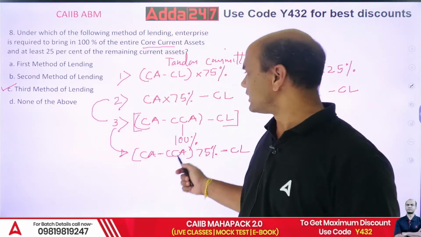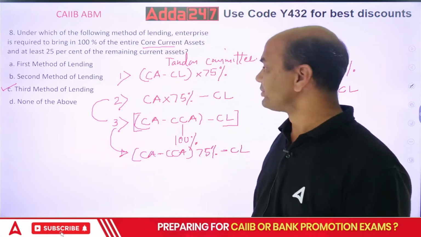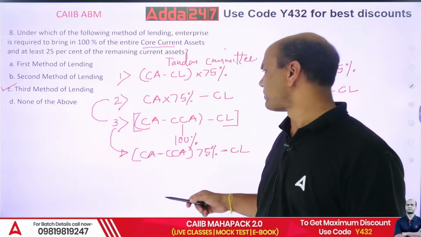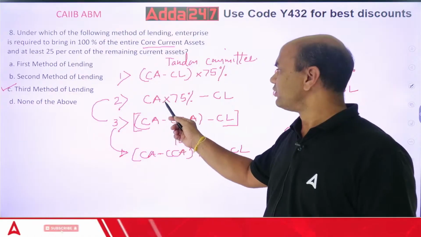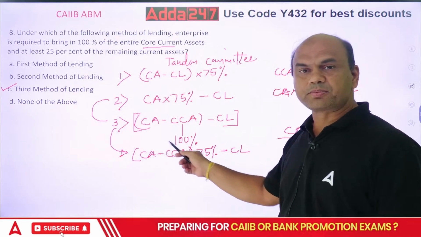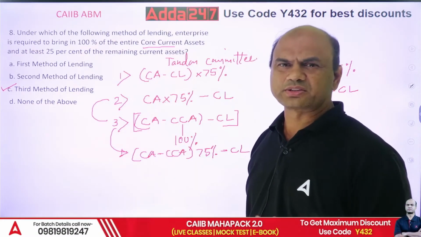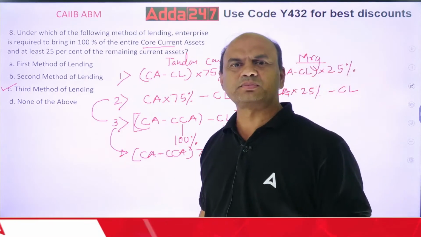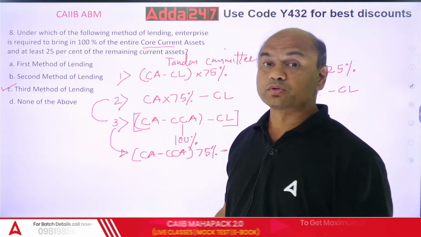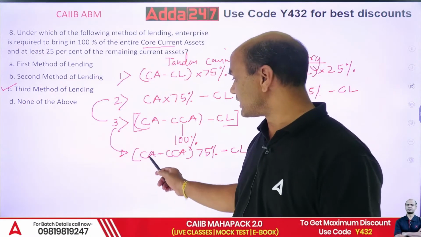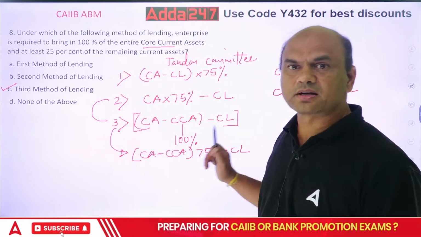Understand the difference between the second and third method. You will get confused over here because both are similar, with current liabilities at the end. Only here we subtract the core current assets. The cash part we are removing because that's not an actual business part, right? Cash is not a business asset. So that's why we remove this. So understand the third method: current assets minus core current assets into 75% minus current liabilities.